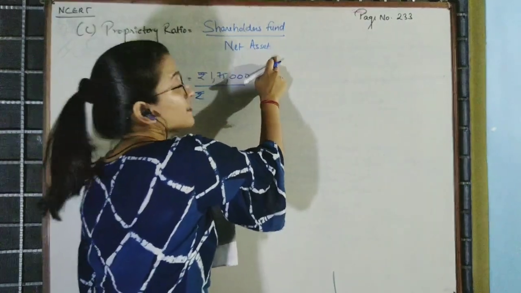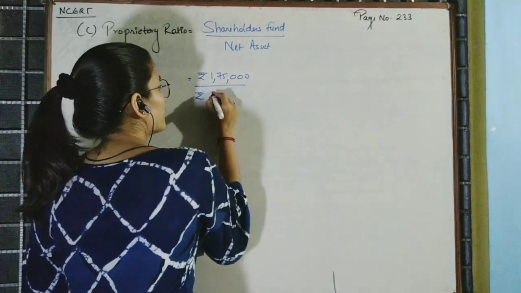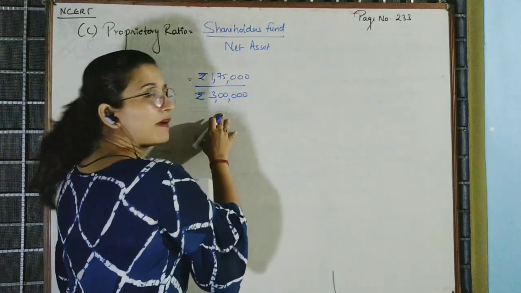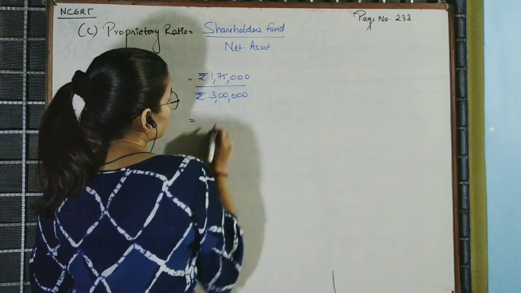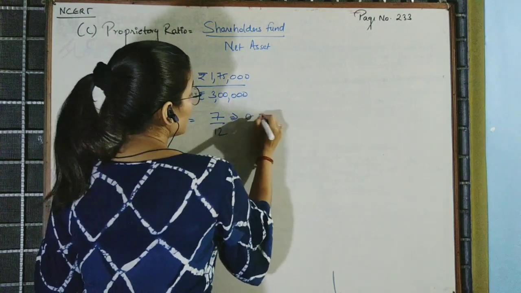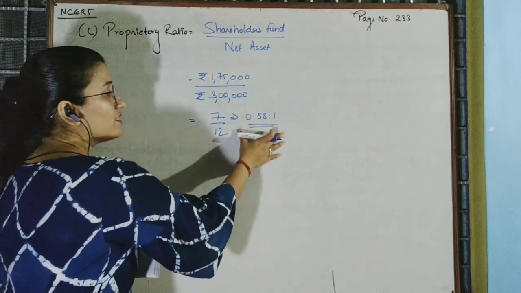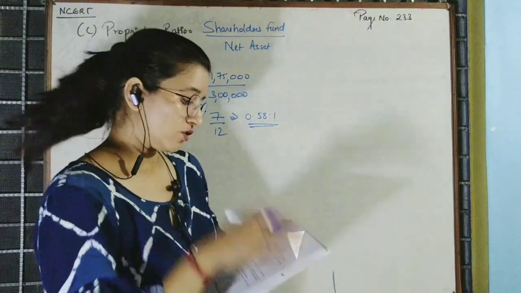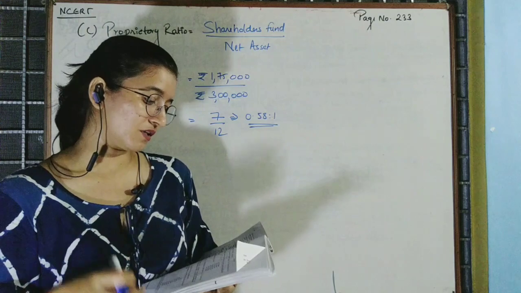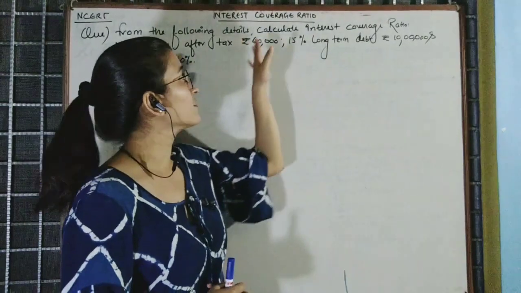The amount of net asset we have already calculated in total asset to debt ratio, which was rupees 3 lakh. So by dividing 1,75,000 by 3 lakh, we will get the ratio 7:12, or it can also be written as 0.58:1. So proprietary ratio is 0.58:1. This was the question based on three types of solvency ratio: debt equity ratio, total asset to debt ratio, and proprietary ratio. Now here is a question based on interest coverage ratio.